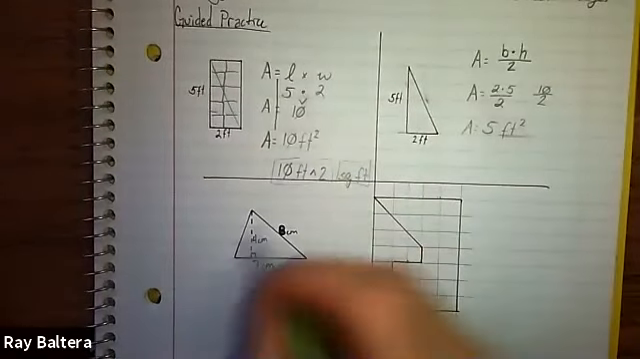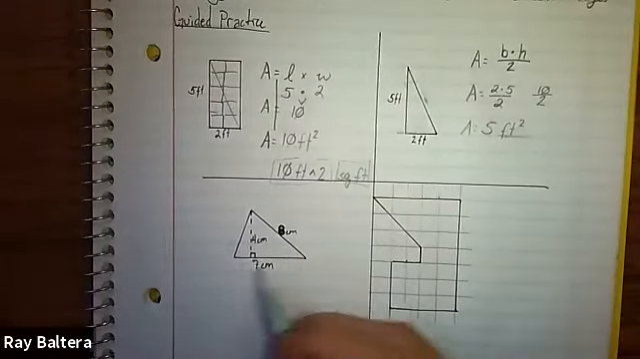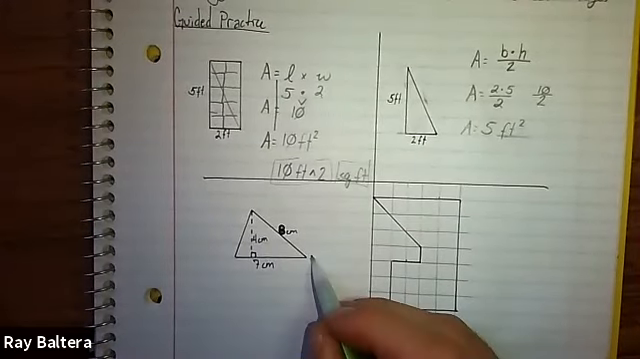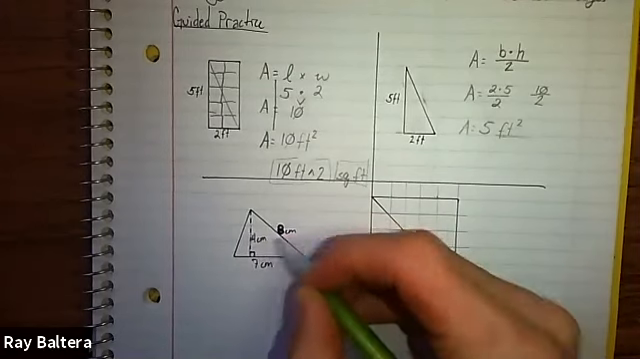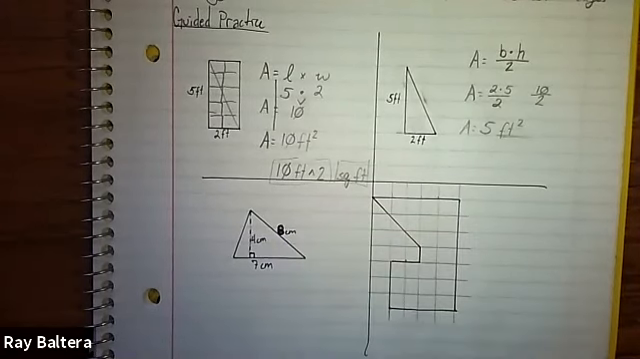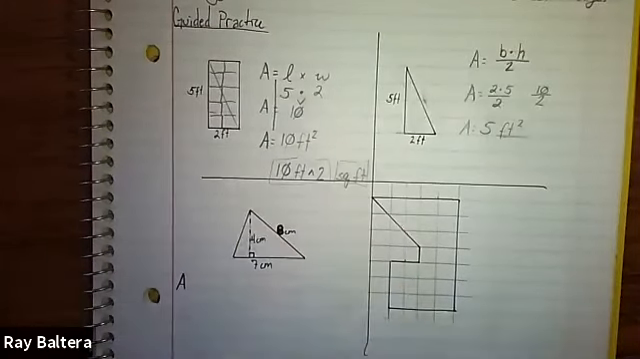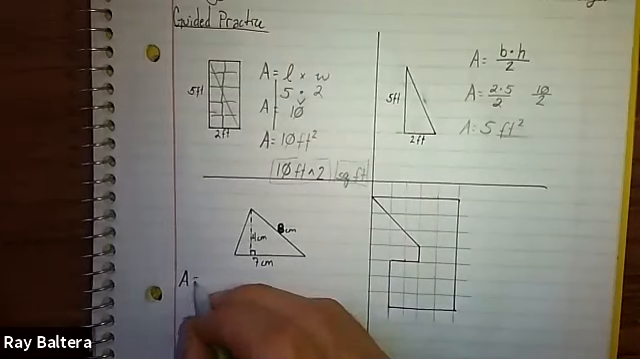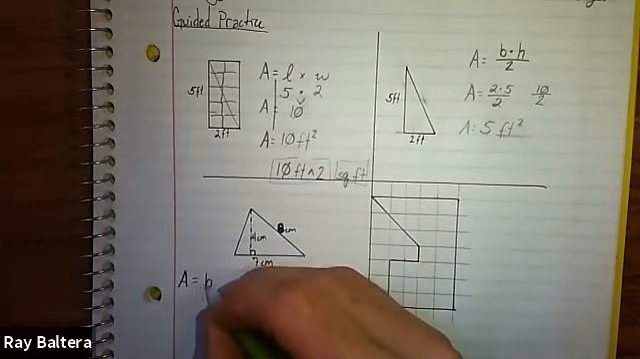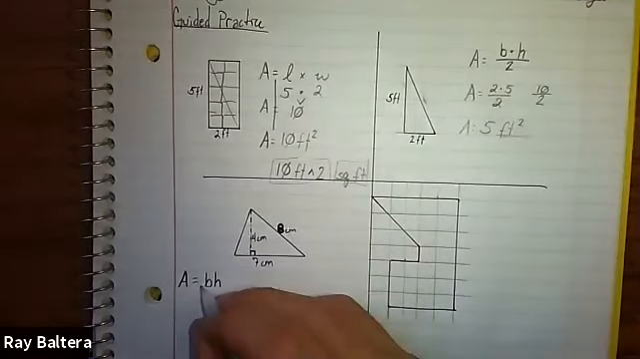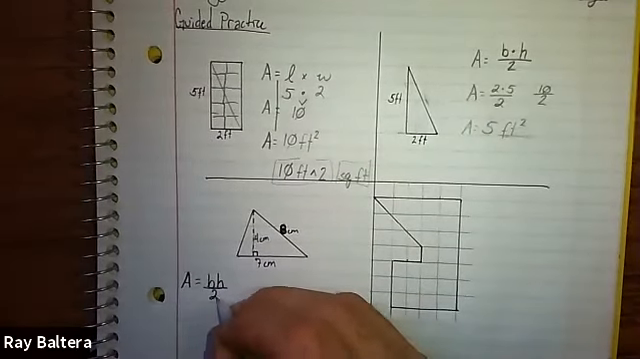And that part that I mentioned about height is going to come into play here. We have another triangle. I have 7 centimeters, 4 centimeters, and 8 centimeters. Since it is a triangle, I'm going to use area equals base times height divided by 2.